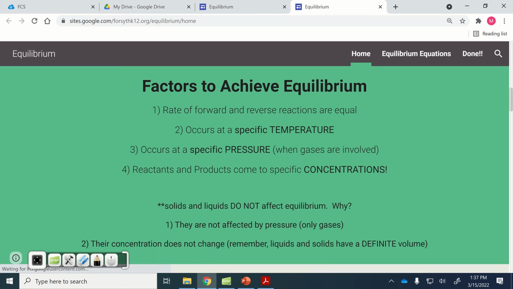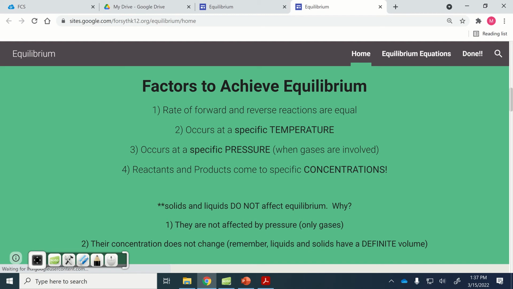There are certain factors we have to take into account with chemical reactions, certain things we have to understand. To achieve equilibrium, number one, the rate of the forward and reverse reactions are equal. That is really what we're looking for.